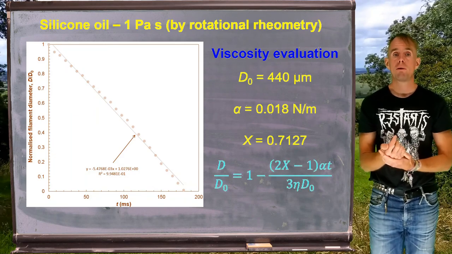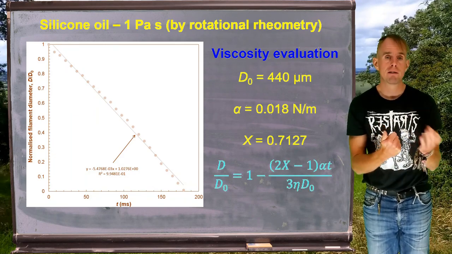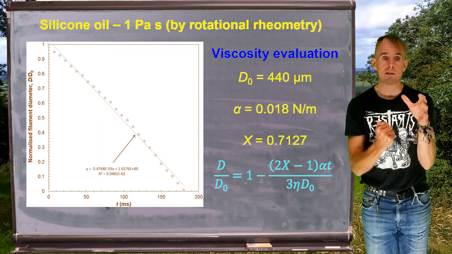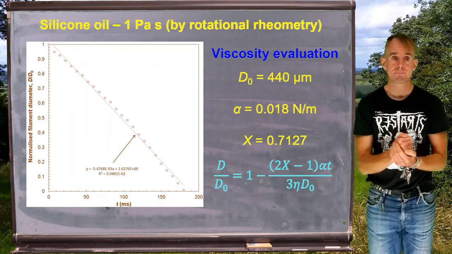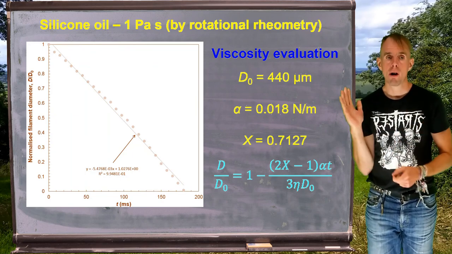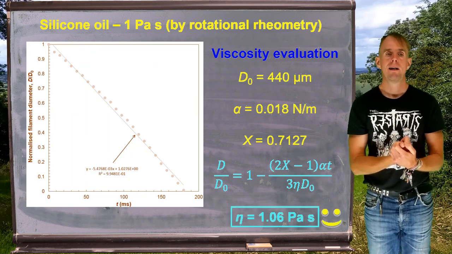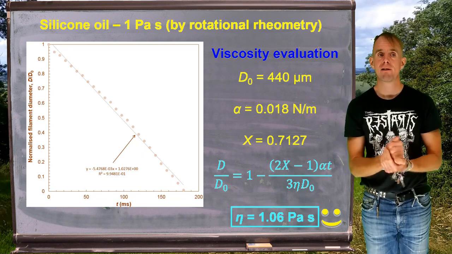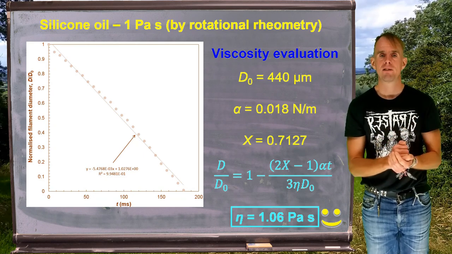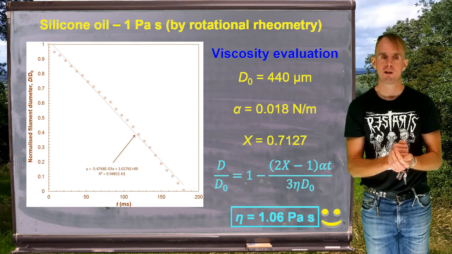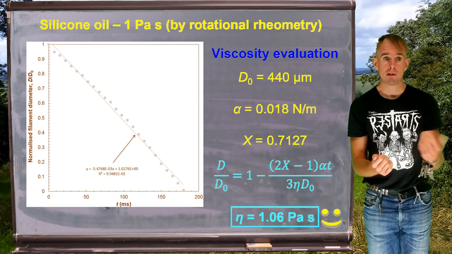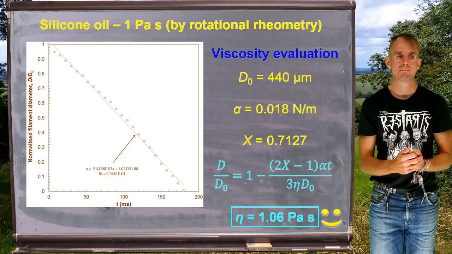We furthermore know that for a Newtonian fluid, our rate of diameter decay can be written as there in blue on the board, and that's the expression that we've just derived. So if we work this through, what do we get eta to be? 1.06 Pascal second, which is very, very close to our 1 Pascal second that we measured with rotational rheometry, which is a relief. So we have consistency, self-consistency between these experiments.